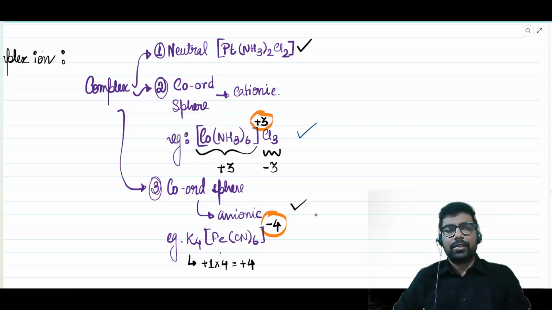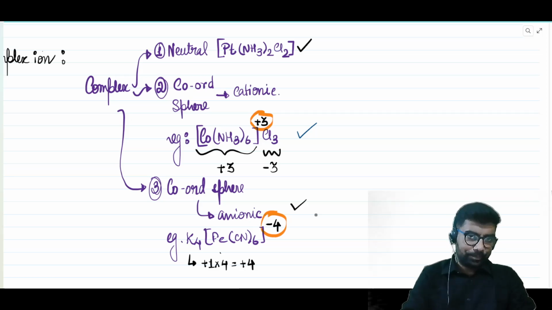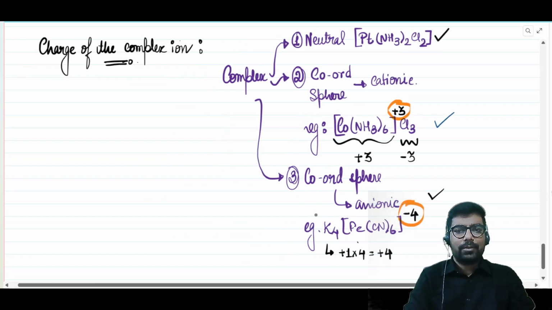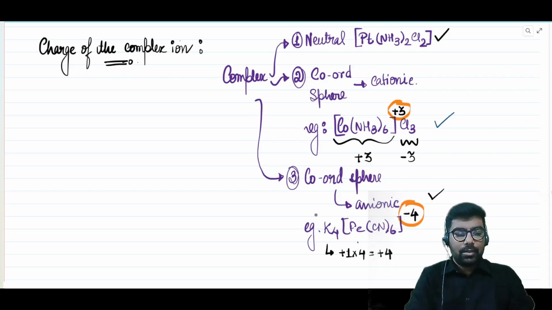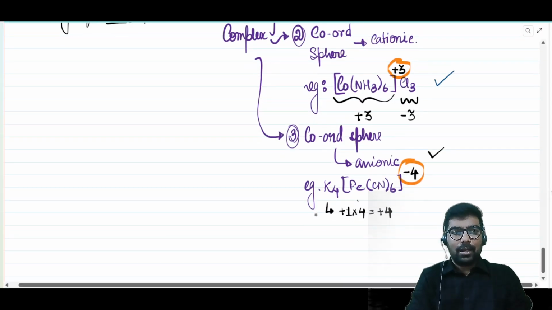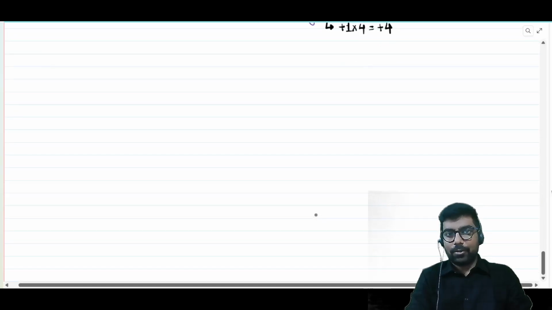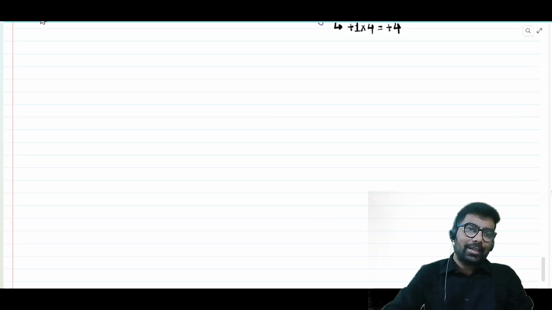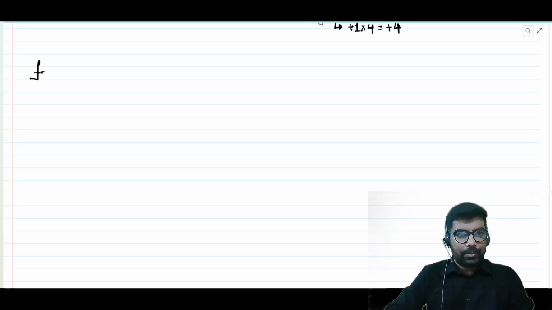Now, how is this different? Because the nomenclature will be different when the molecule is neutral, cationic and anionic. Okay. So after some time, you will understand this. So this is the charge on the complex ion. That can be overall, it can be neutral, it can be cationic, it can be anionic, something like this. And now we will move on to another very important concept, that is homoleptic and heteroleptic complex.